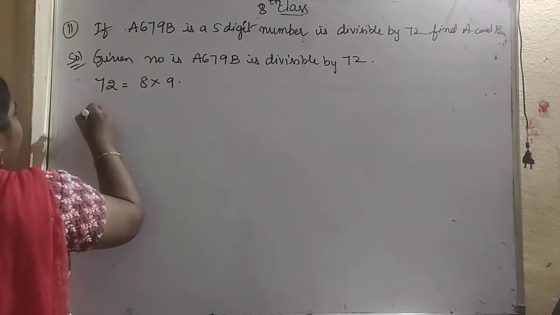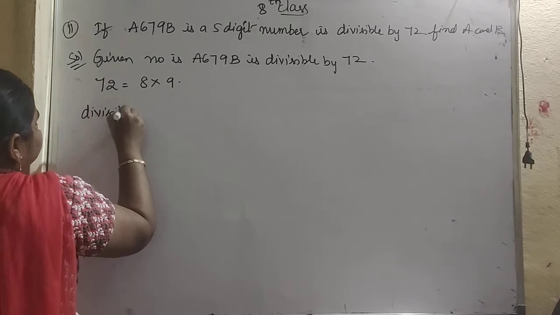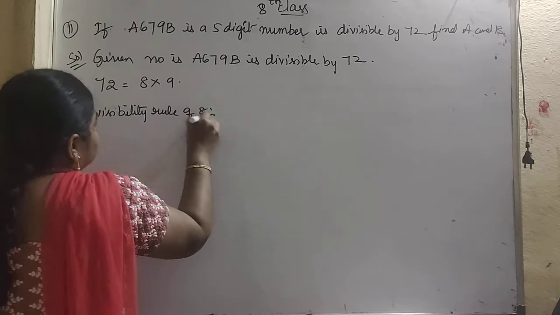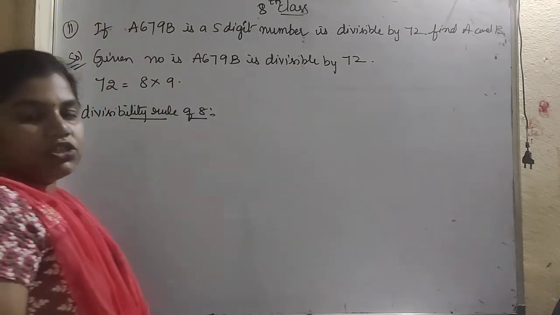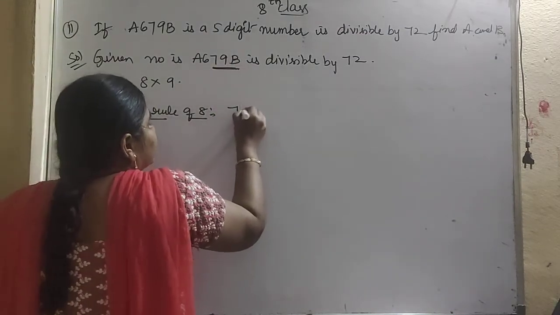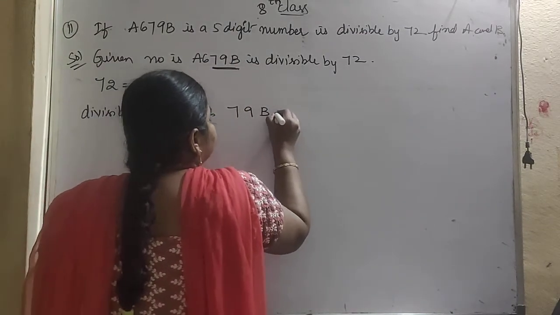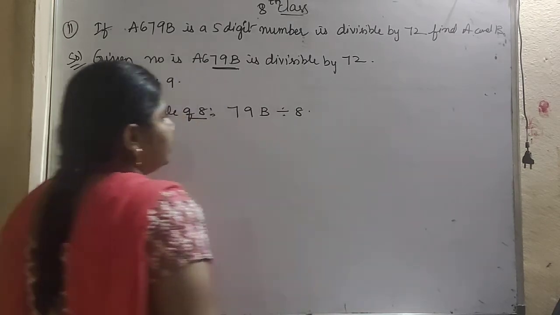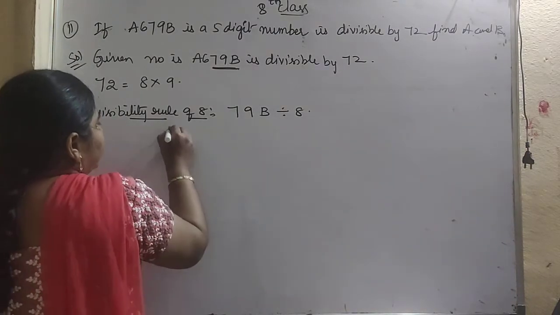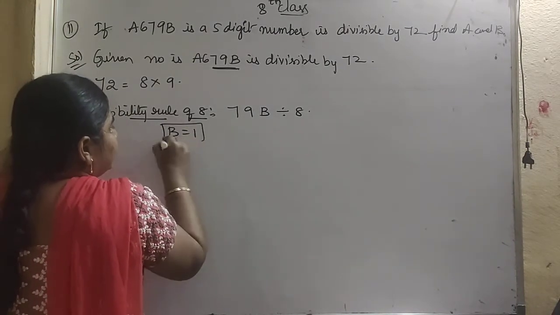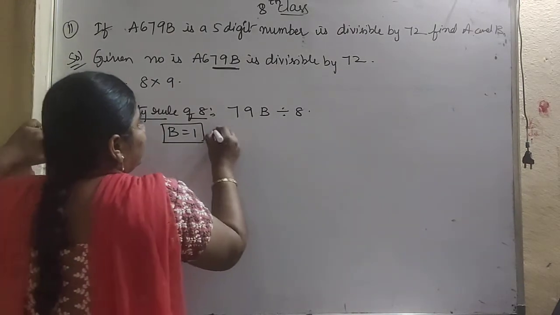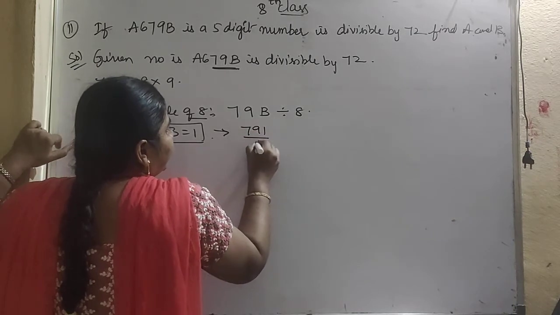So first divisibility rule of 8 we will check. So what is divisibility rule of 8? Last 3 numbers should be divisible by 8. So last 3 numbers you take: 7, 9, B should be divisible by 8. So here I am using trial and error method. If I substitute the B value as 1, it will be 791 by 8.